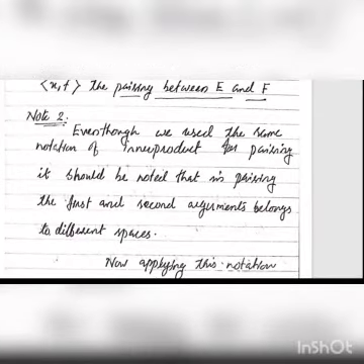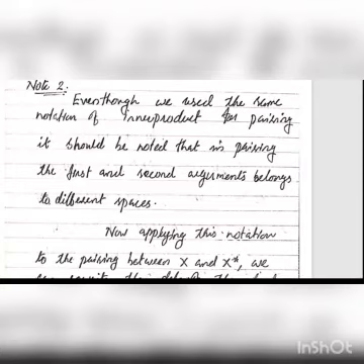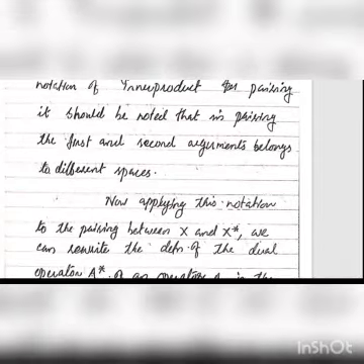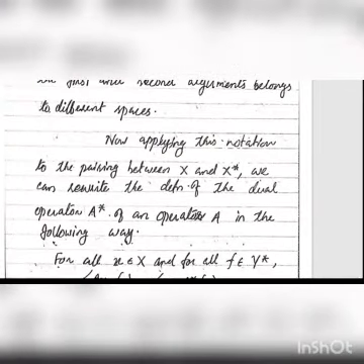Now, applying this notation to the pairing between x and x star, we can rewrite the definition of the dual operator A star of an operator A in the following way. For all x belongs to X and for all f belongs to Y star, the pairing of AX with f, that means f of Ax, is the same as A star f of x. This we have seen.